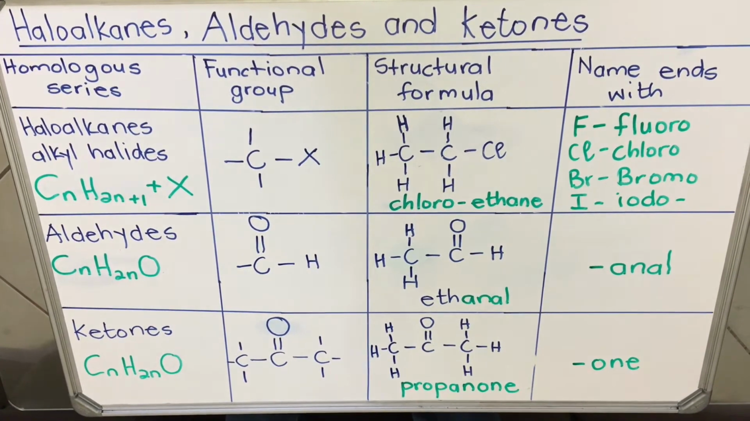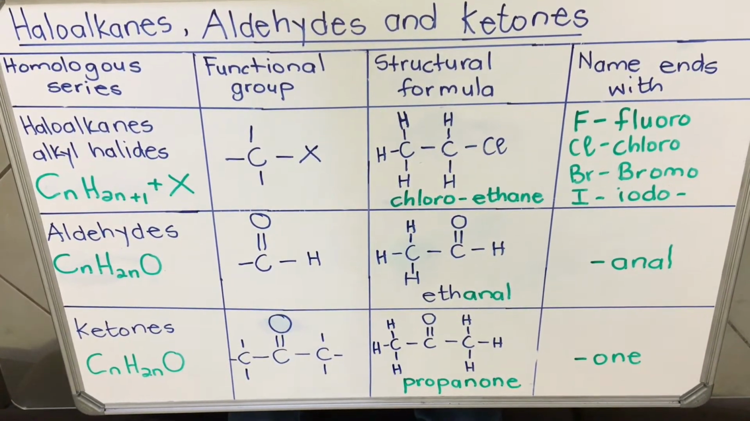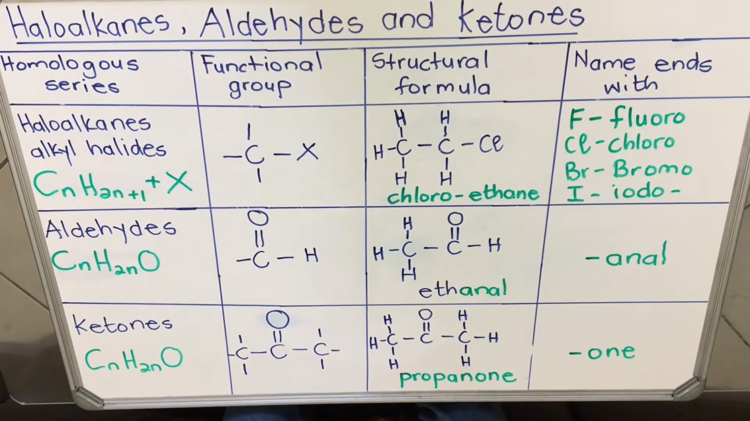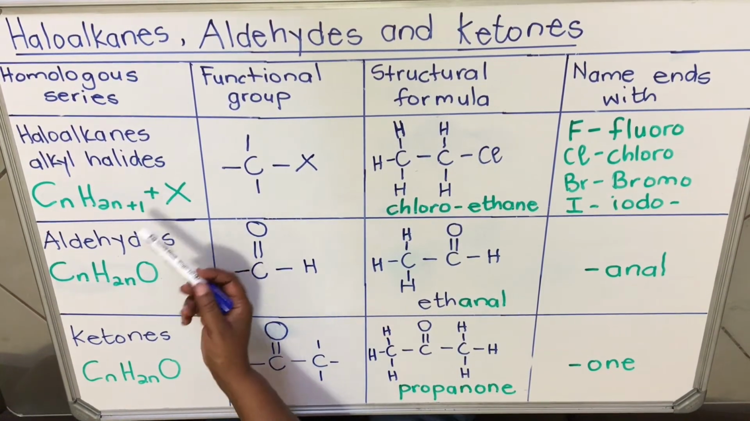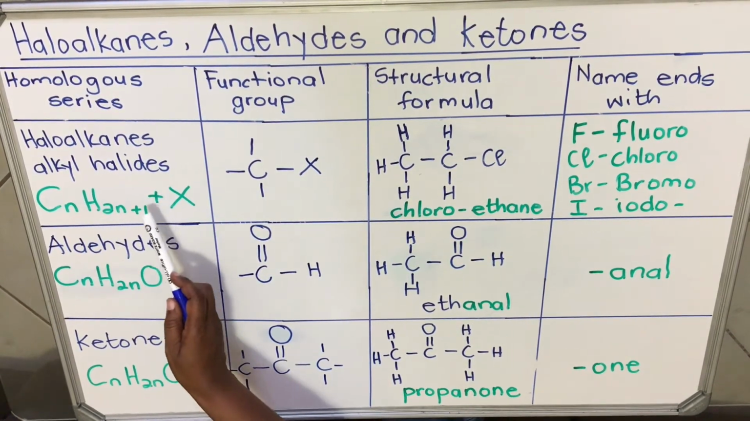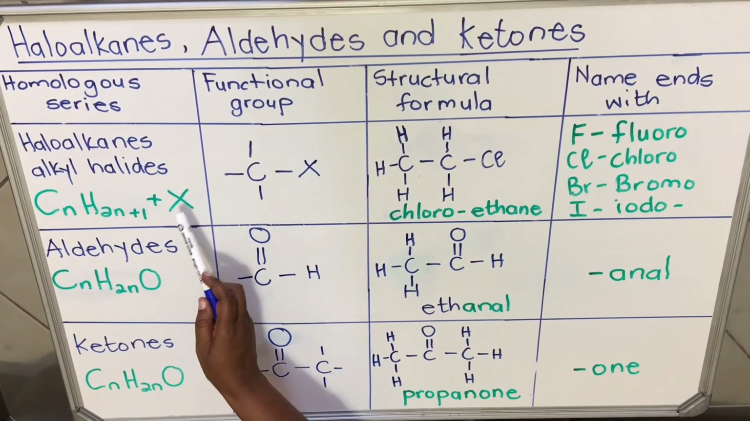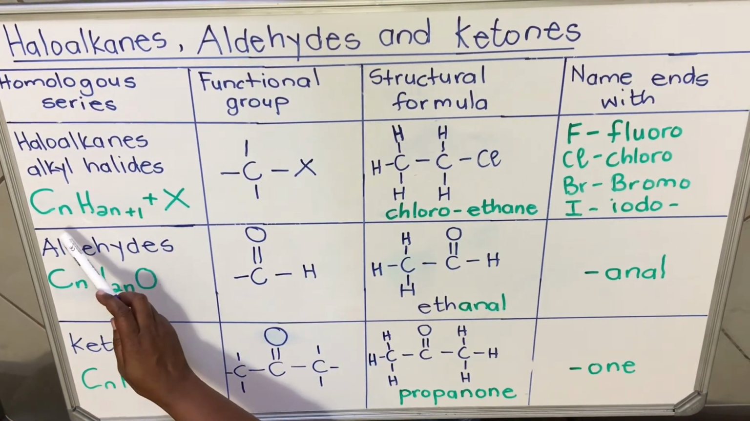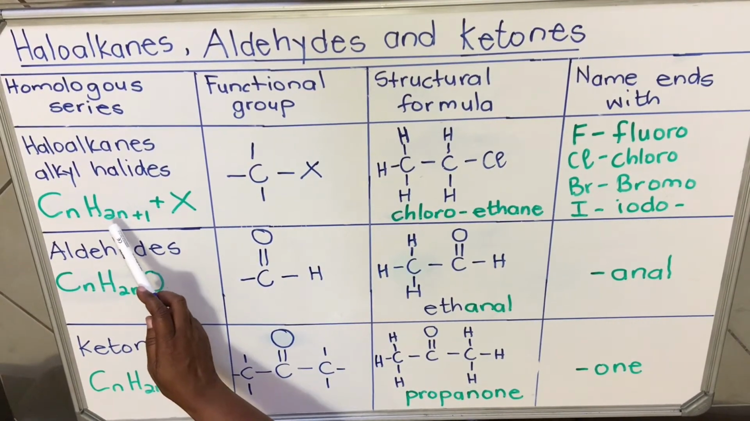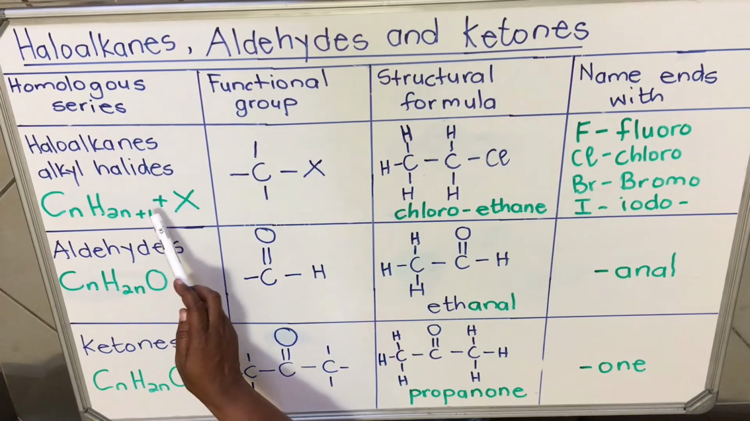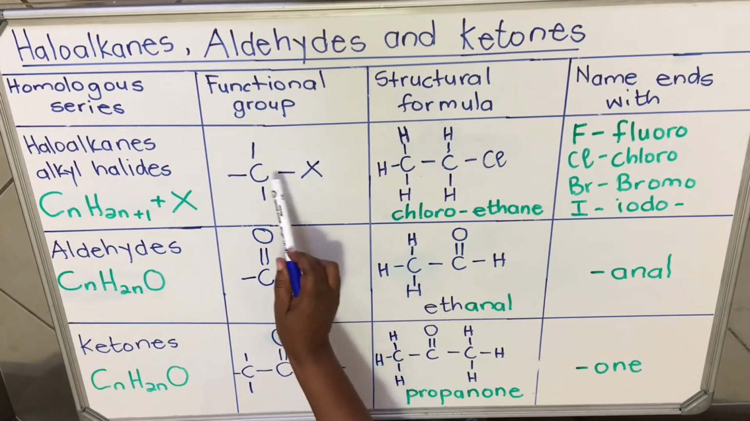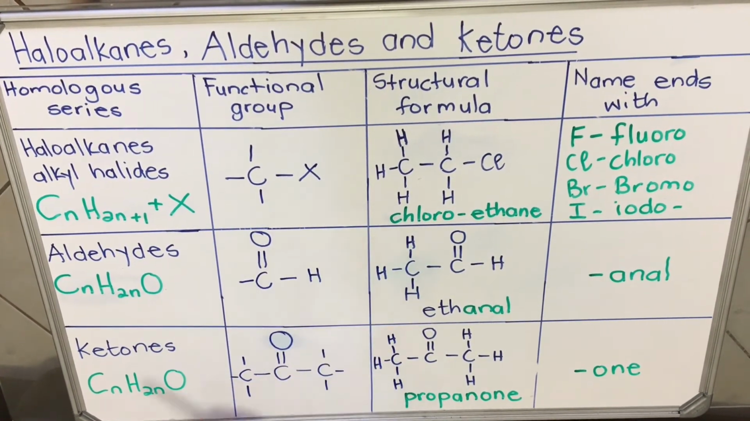The word halo is from the halogens, group 7, where you have your fluorine, your chlorine, your bromine and your iodine. Now the general formula for haloalkane is CnH2n+1X, where X is for the halogen. So if you have 2 carbons, you'll have C2H, 2 times 2 is 4 plus 1, H5, plus your chlorine, your fluorine, your bromine. Your functional group will be your carbon and your halogen. The X is for the halogen.